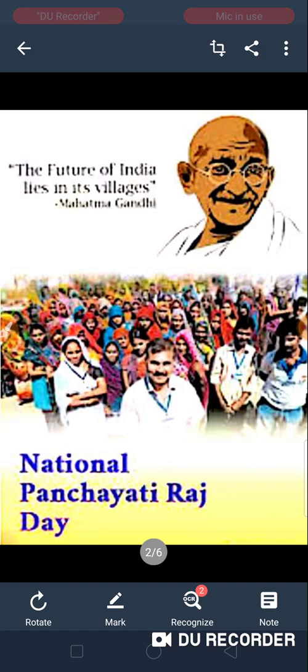And next is Nyaya Panchayat. Nyaya Panchayat is established for providing justice and resolving minor disputes. Nyaya Panchayat resolves minor disputes and provides justice to each Gram Panchayat at village level.